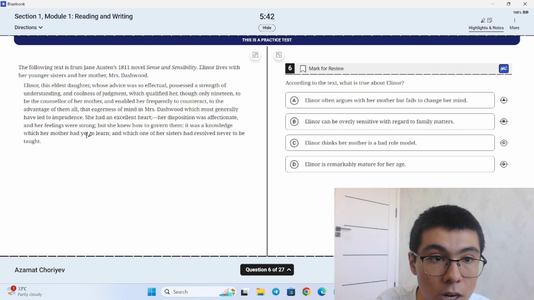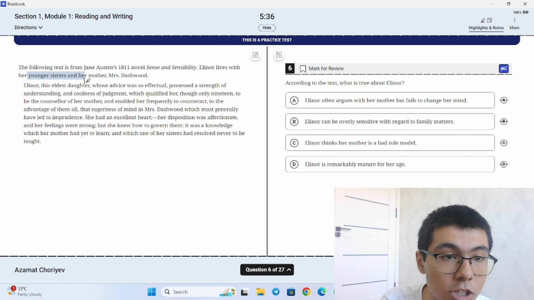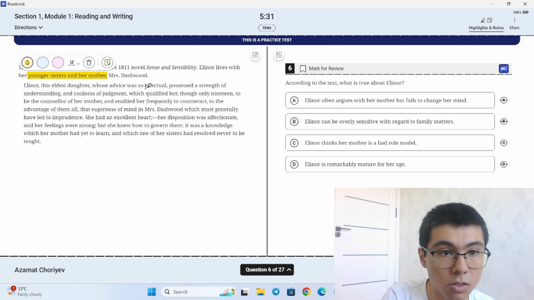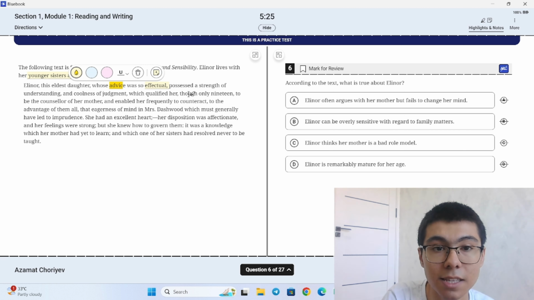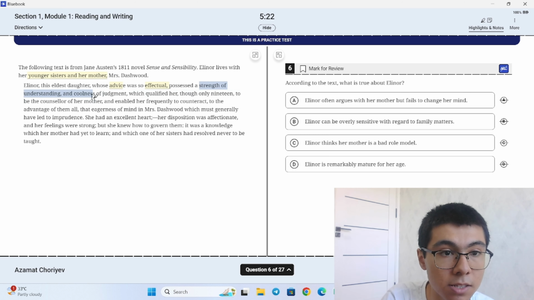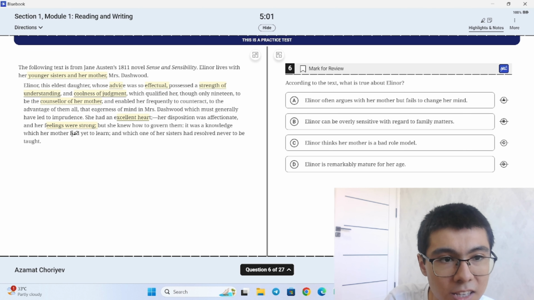So what's true about Eleanor? Okay, this is from Sense and Sensibility. She lives with her sisters and mother. So Eleanor's advice was so effectual, so she gives really good advice. She had a strength of understanding, she had a coolness of judgment, and she was the counselor of her mother. So she had an excellent heart. Her feelings were strong. Every single thing about her is positive.